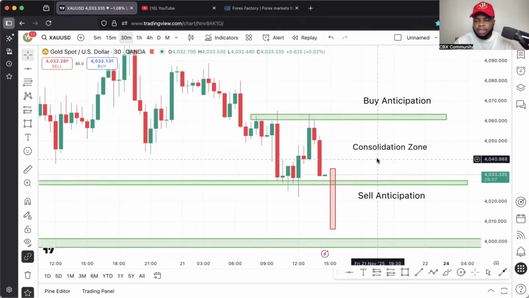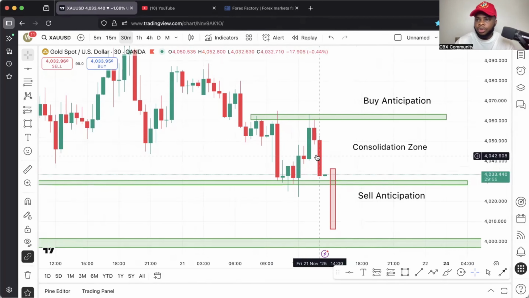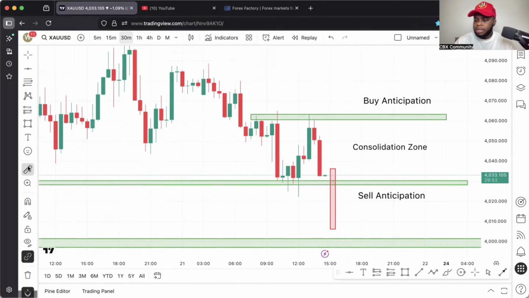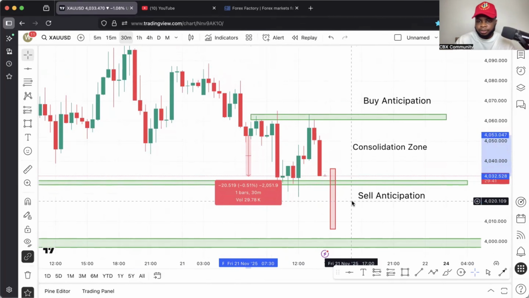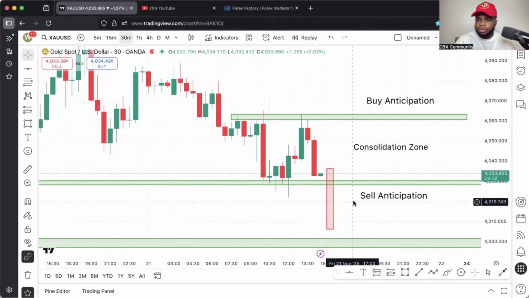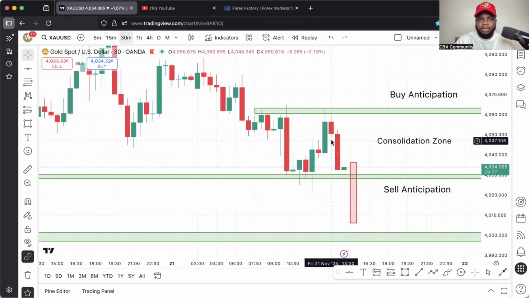So this 30 minutes candle just closed with a strong bearish candle. Let's measure from the high of this candle down to the low of this candle. So you're looking at 200 pips, and this is the third candle.